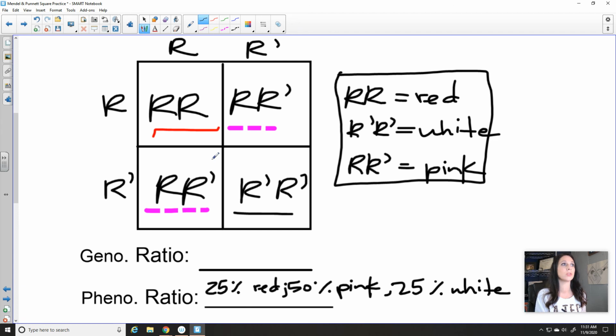If I were to do the genotypic ratio, it would actually end up being the exact same ratio because only one is homozygous R, so big R, big R. There are two heterozygotes, and there's one homozygous R apostrophe R apostrophe. So these two ratios would end up being exactly the same. Okay, hopefully that was helpful.